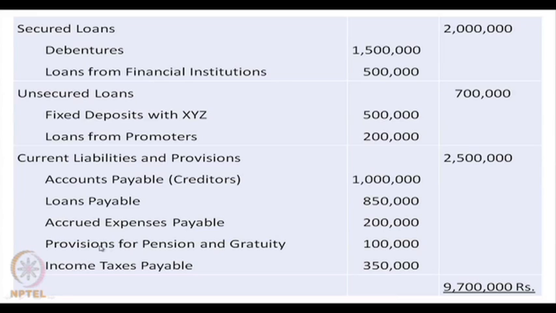Then the company may keep certain amount for pension and gratuity. They are normally called provisions. So, company keeps this amount separately, it has to be paid. So, it is mentioned in the liability in the balance sheet as 100,000, and income taxes payable could be shown separately and not with the expenses. It could be shown separately as 350,000. Now, all these add up to 2,500,000 rupees.